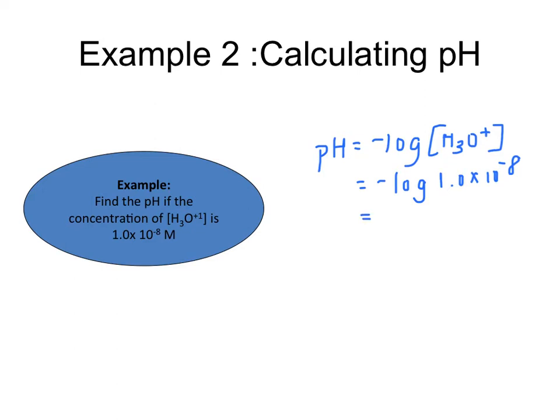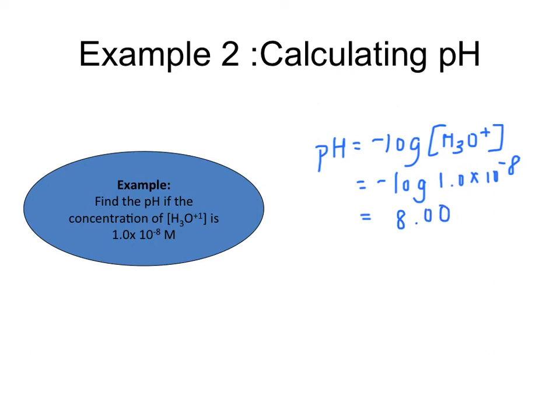So take out your calculator, push the negative sign, and then find the button on your calculator that says log. Press that, and then enter 1.0 e negative 8. Press enter, and you should get a value of 8.00.